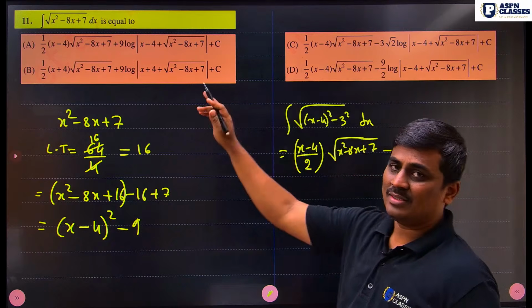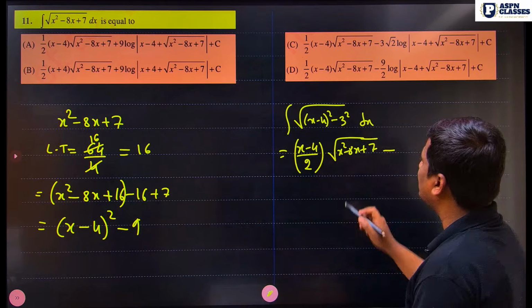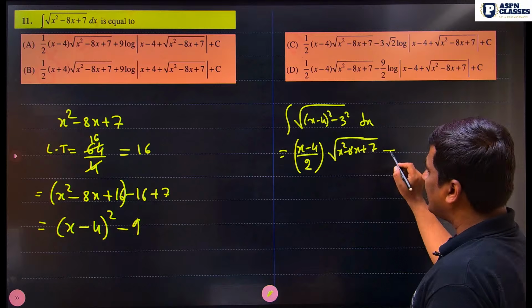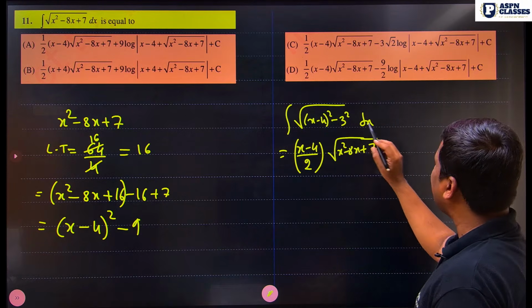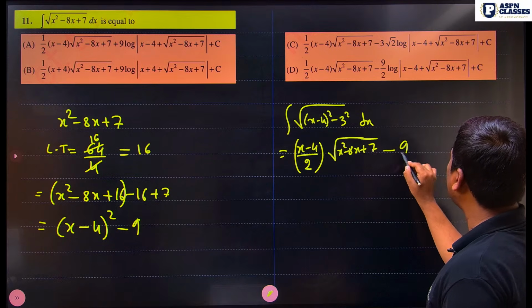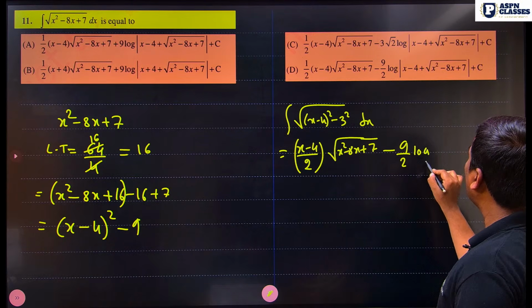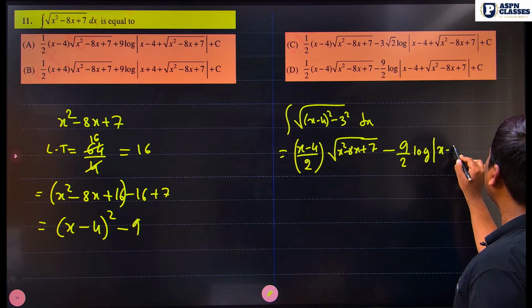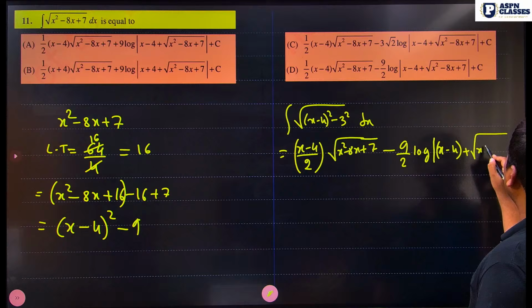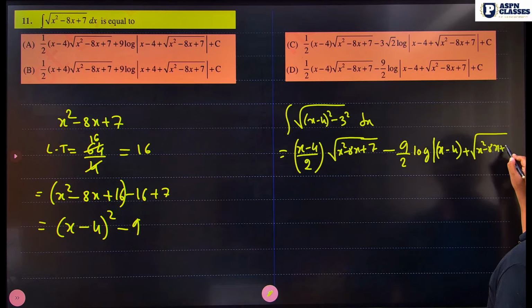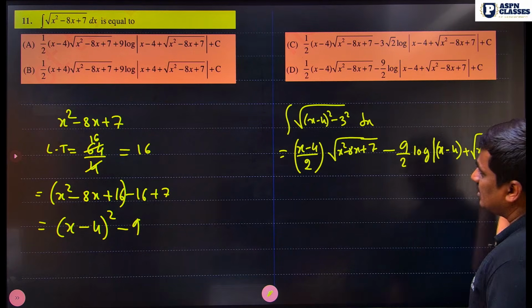So many answers are there, the minus will be changed. So carefully you need to observe. Here you get the minus sign, so write it minus. The next case, minus, after that a square. A is what? 3. 3 square is 9. 9 divided by 2. Then log of mod of x minus 4 plus square root of, again here it is the question, x square minus 8x plus 7, plus c. This is the last answer.